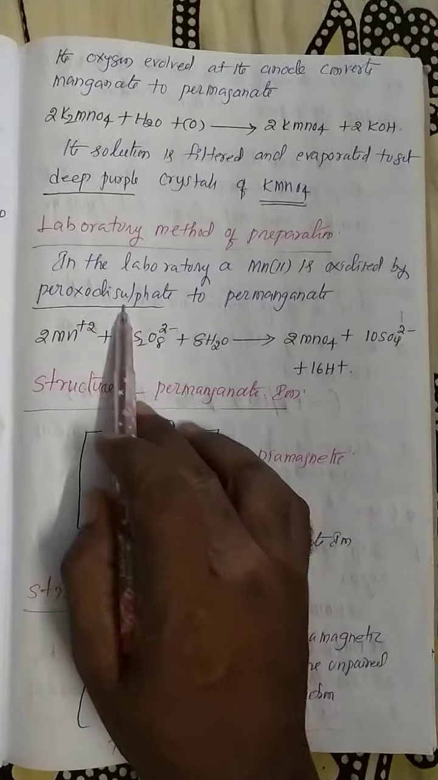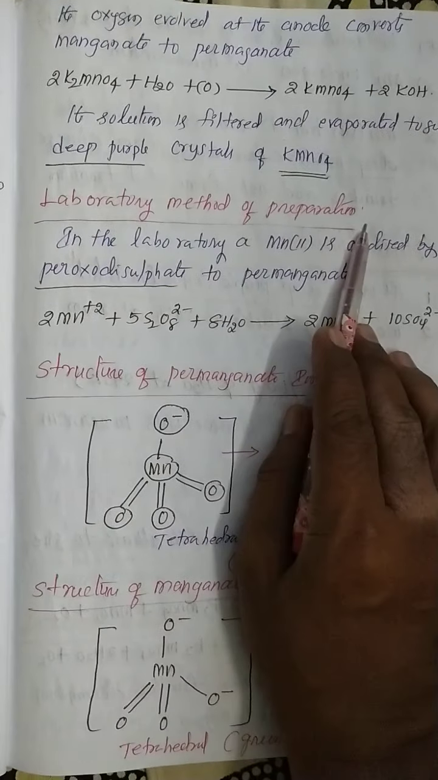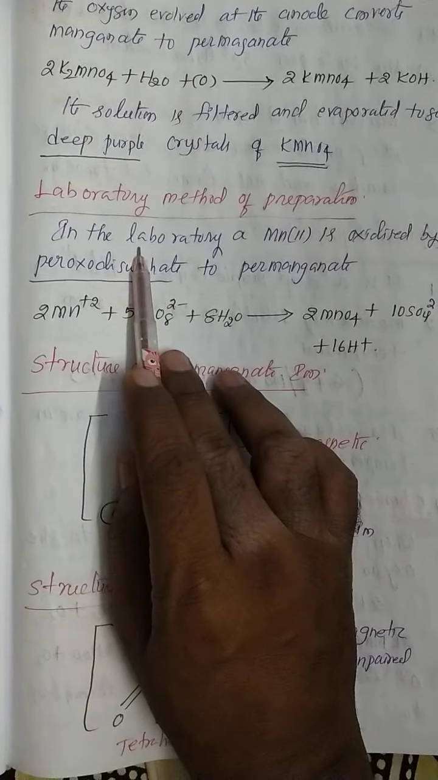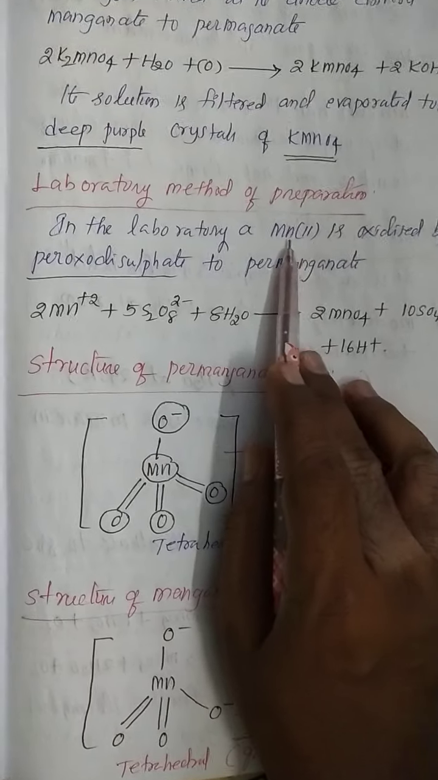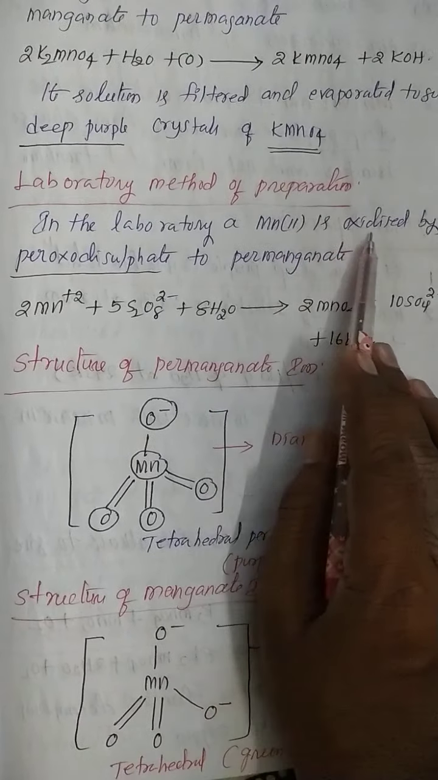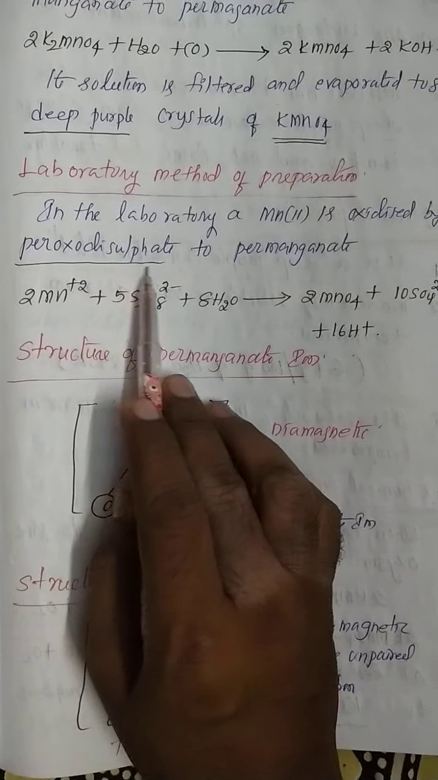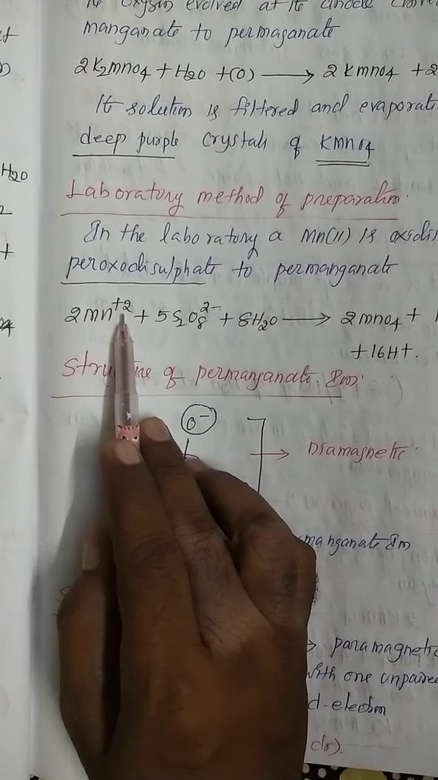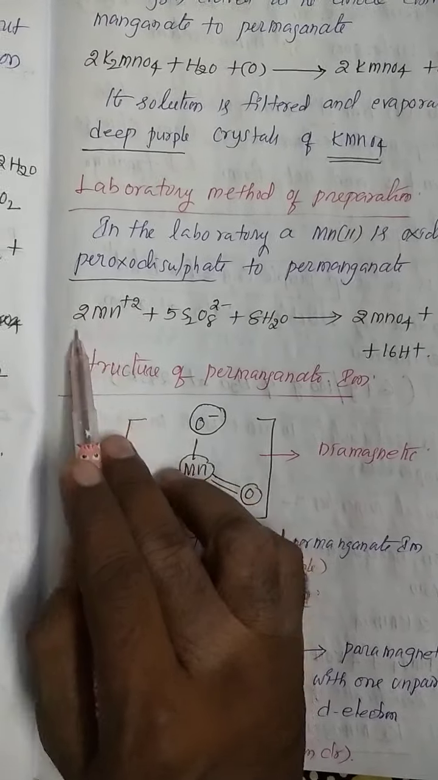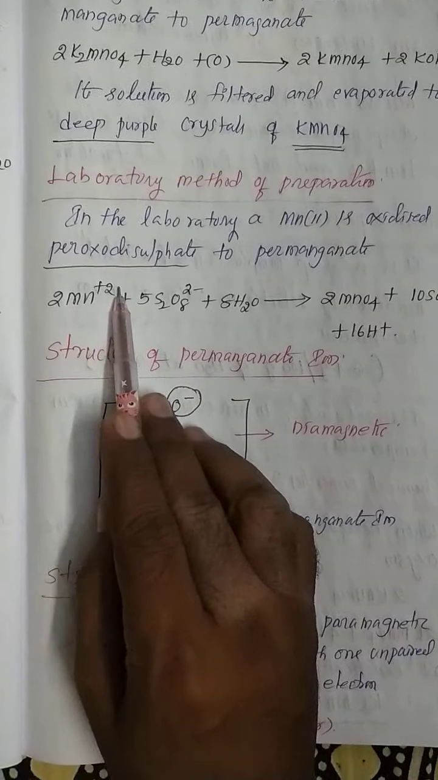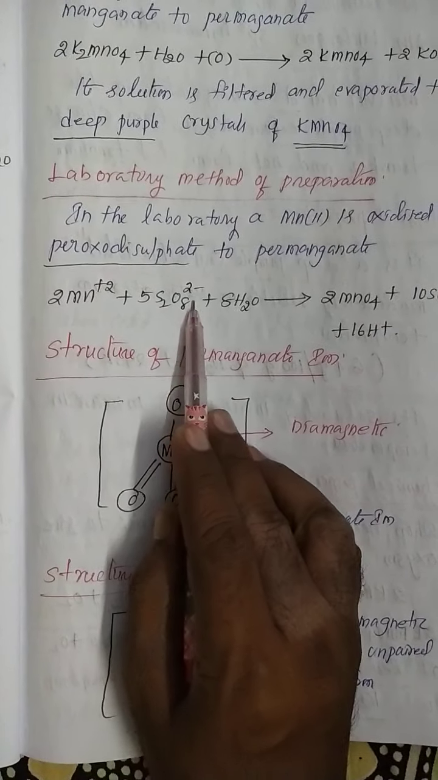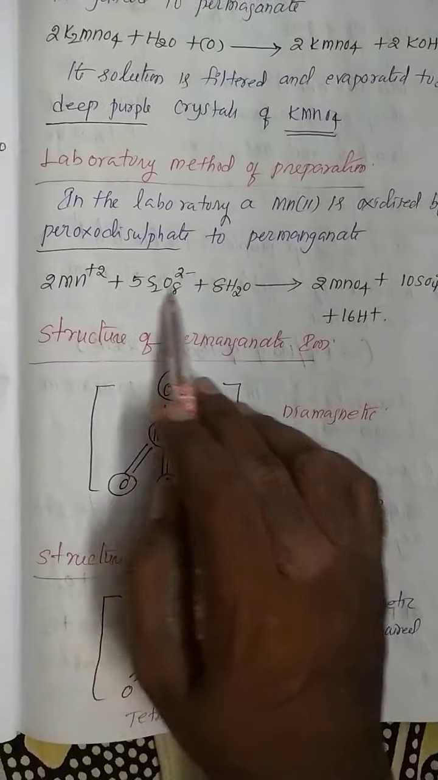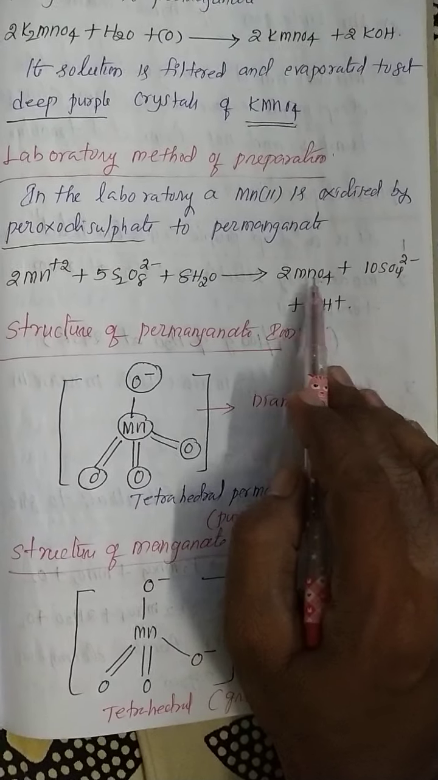And another important one is the laboratory method of preparation. How to prepare potassium permanganate in the laboratory. In the laboratory, Mn plus 2 is oxidized by peroxodisulfate to permanganate. See here, I mentioned the ionic form: Mn plus 2 and 5 S2O8 2 minus plus 8 H2O. This is the ionic form, not a full-fledged equation. Ultimately KMnO4 is formed.